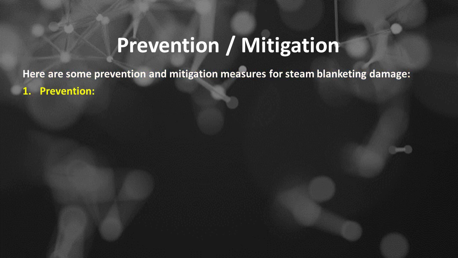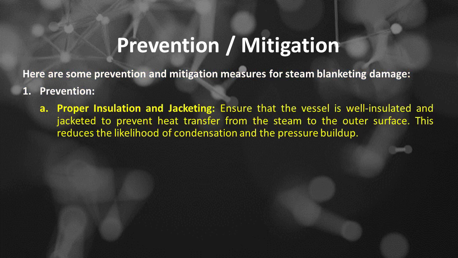Number 1 is prevention. As following. The first is proper insulation and jacketing. Ensure that the vessel is well insulated and jacketed to prevent heat transfer from the steam to the outer surface. This reduces the likelihood of condensation and the pressure buildup.